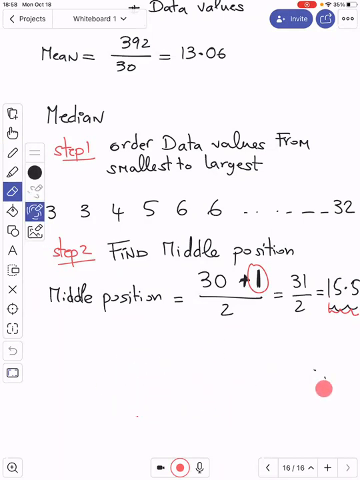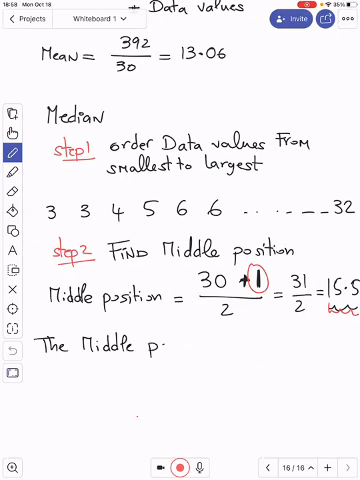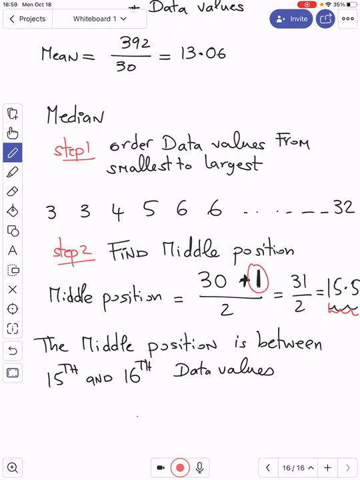Let me just erase this here. So what we are saying is that the middle position is 15.5, so that's between the 15th and 16th data values. What we do is we count our data values. This is the first data value, this is my second, this is my third, etc. And then the 15th data value, let me see my notes. I think it's going to be 11. Yes, it's written 11 in my notes, and the 16th is also 11.